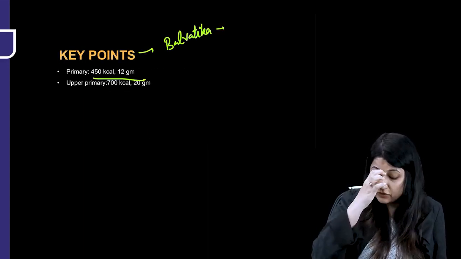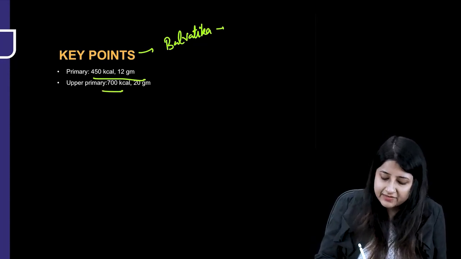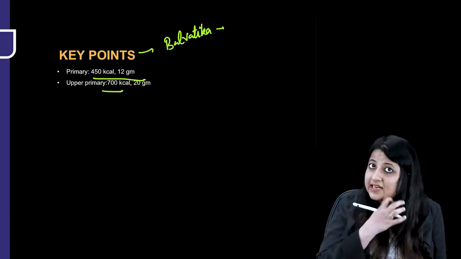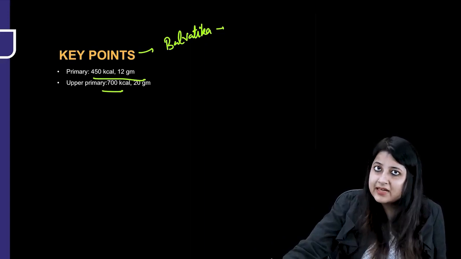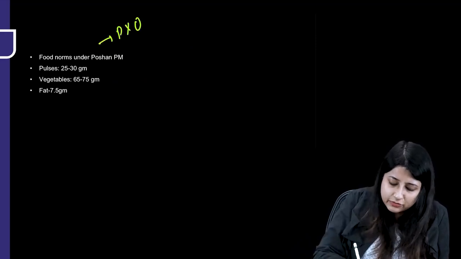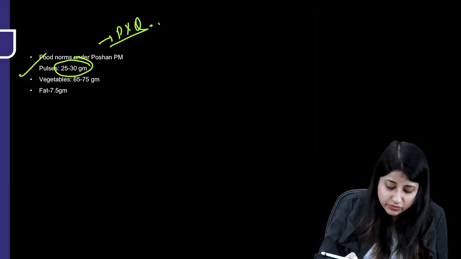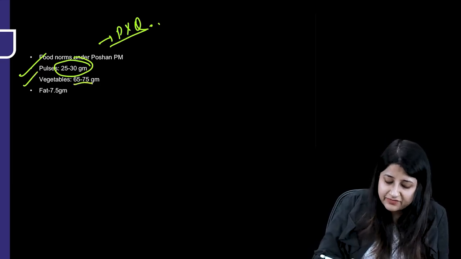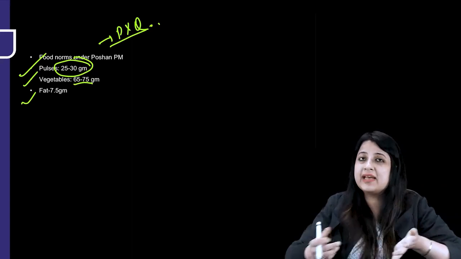Primary gets 450 kilocalories per day and 12 gram protein. Upper primary is 700 kilocalories and 20 grams. So basically under midday meal, which is now PM Poshan Shakti, we have Bal Vatikas and class 1 to class 8 students. These are the calories and proteins which are provided. Now this was a PYQ: what is the food norm? Pulses every day should be included in the diet, 25 to 30 grams. Vegetables 65 to 75 grams, and fats 7.5 grams.